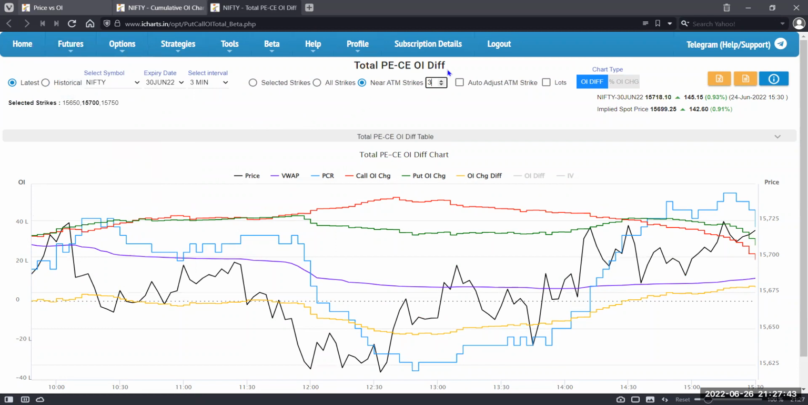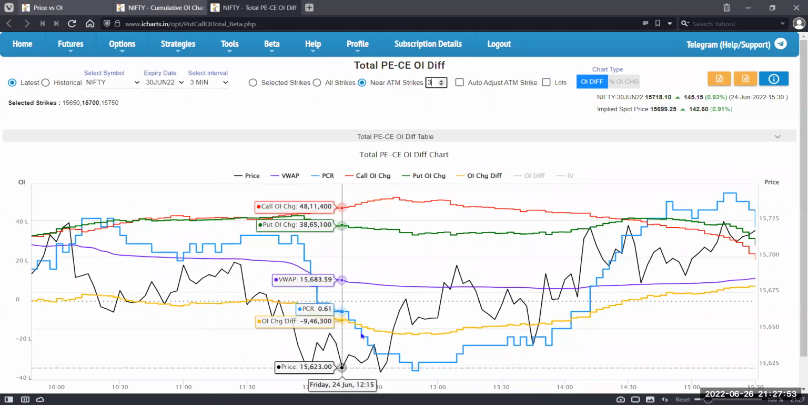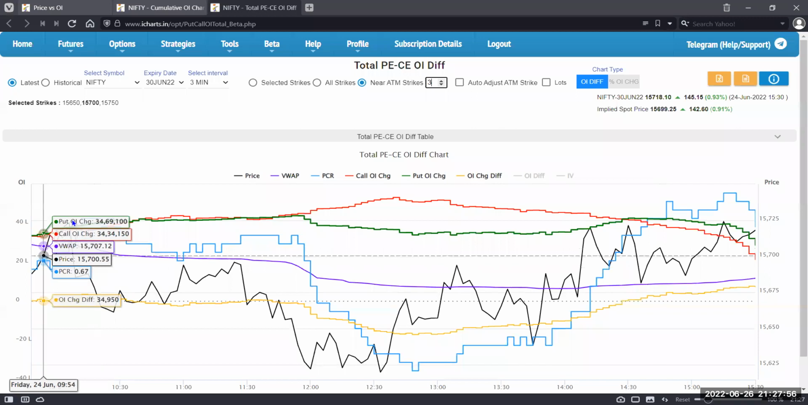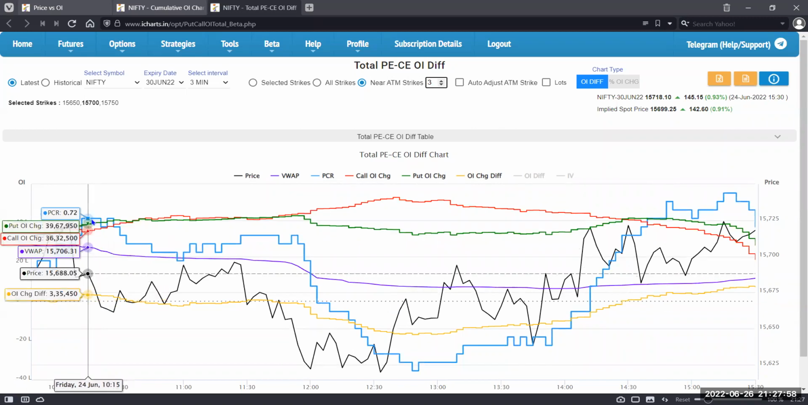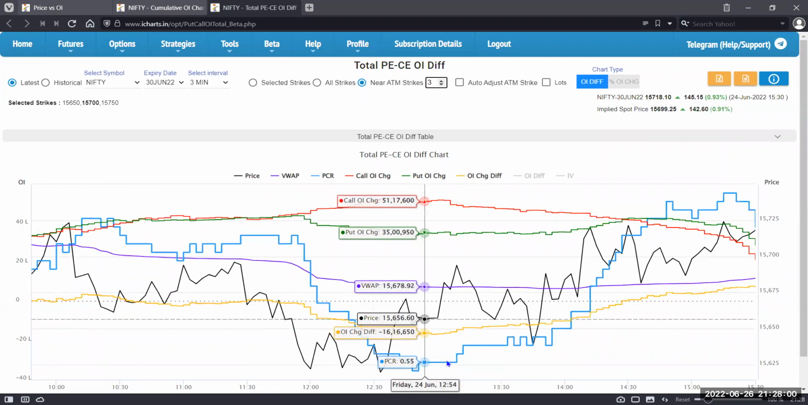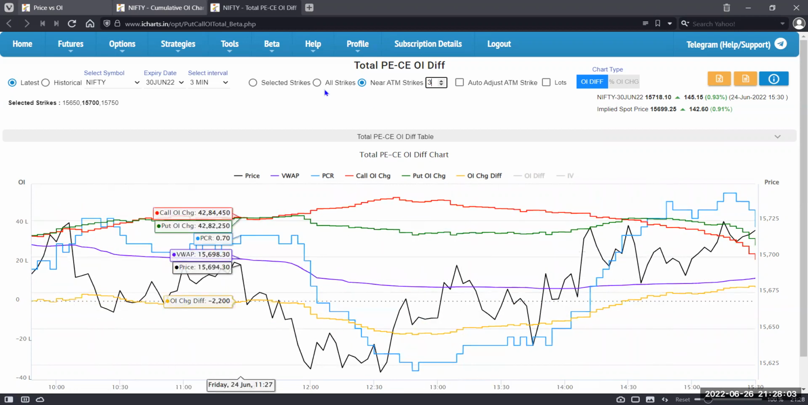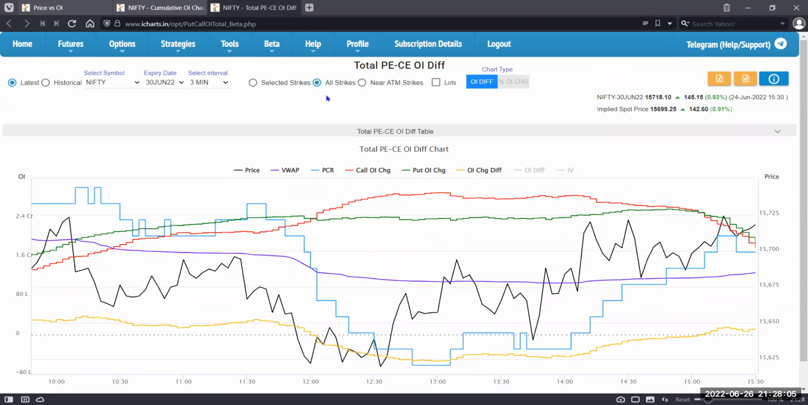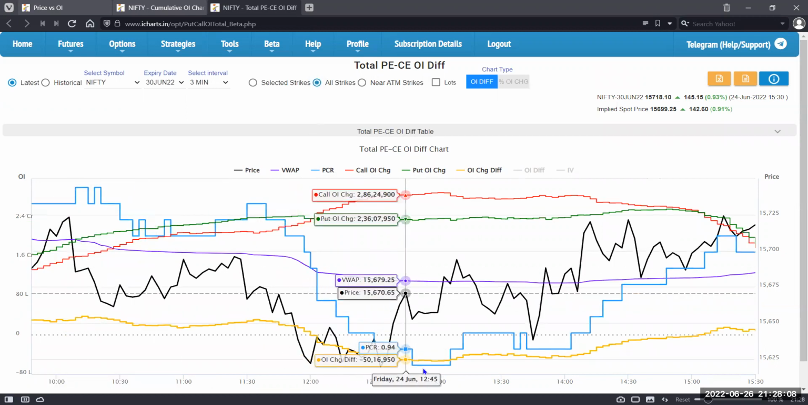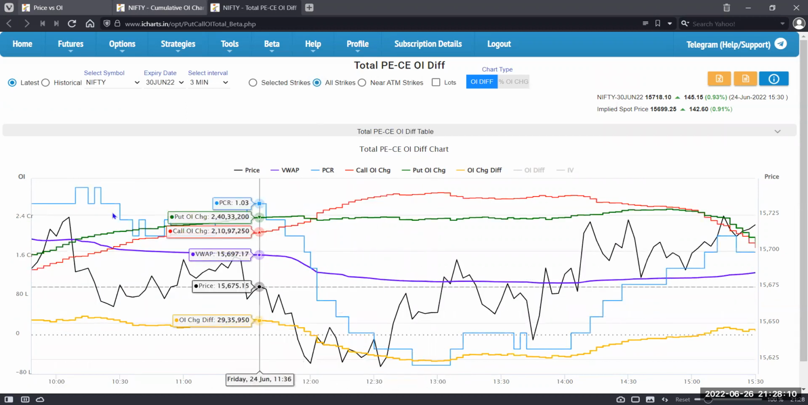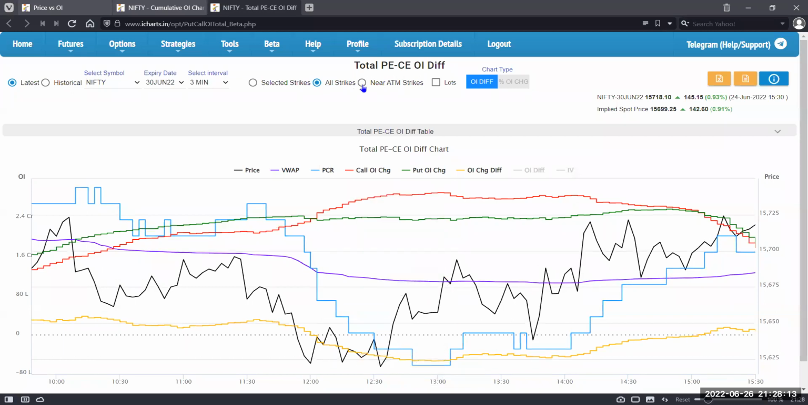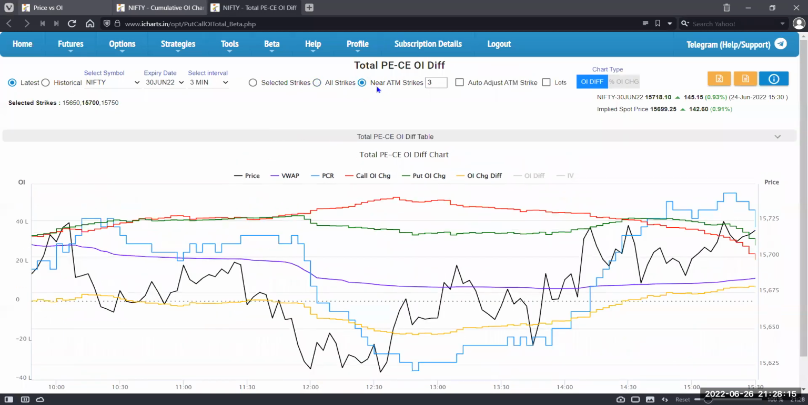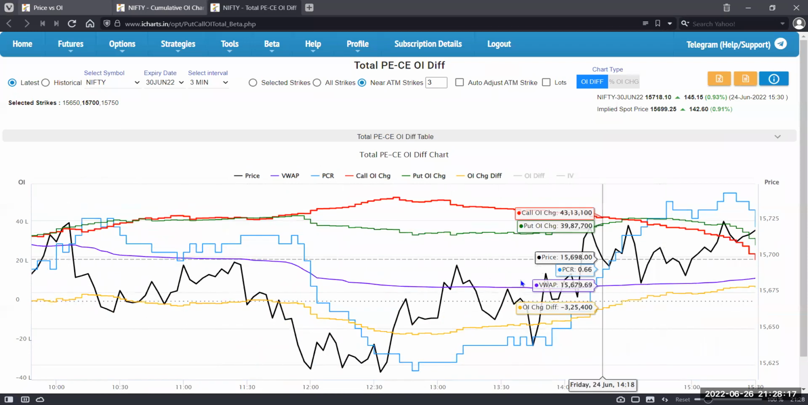Total PEC OI. This PCR that you see is for the selected strikes. Here I have selected near ATM 3 strikes. So these 3 strikes, call and put OI, are used to build this PCR. Now here, you see PCR is 0.72 here and 0.55 here and so on. So it will be different. Now, if you select all strikes here, again, back to 1.04 and 0.93 that we saw. So this is now again all strikes. So if you change near ATM, you will find the selected strikes PCR here.